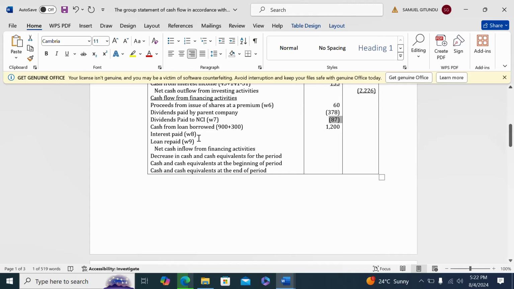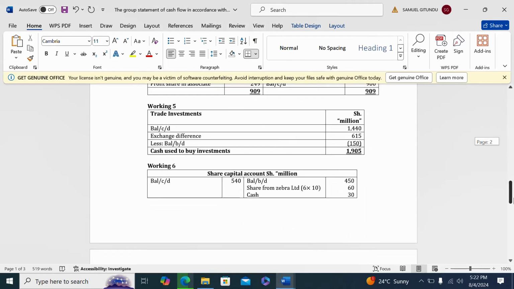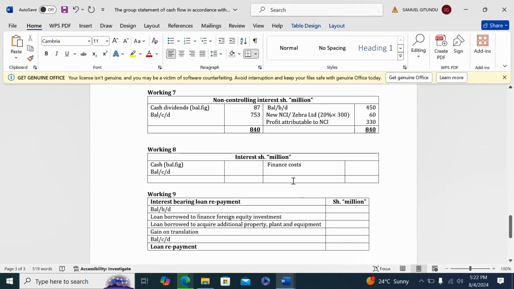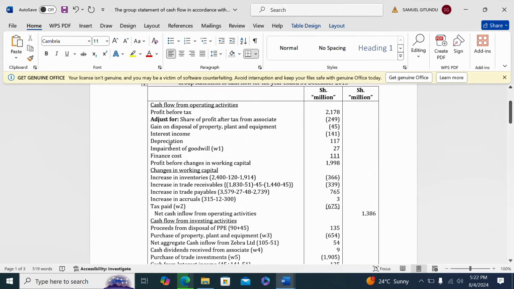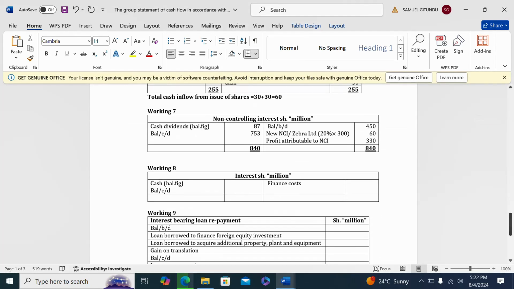Then we go to the interest paid, which is working 8 now. So how much was the finance cost? The finance cost was 111. So that was the finance cost. 111.